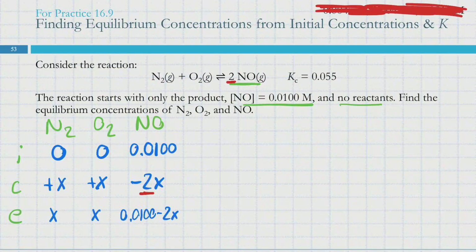Questions about the ICE table part? Why are the reactants positive instead of negative on this one? The reactants are positive because we're starting with NO. We don't have any reactants. So our initial concentrations have to go up for our reactants. So we're working right to left instead of pushing left to right.